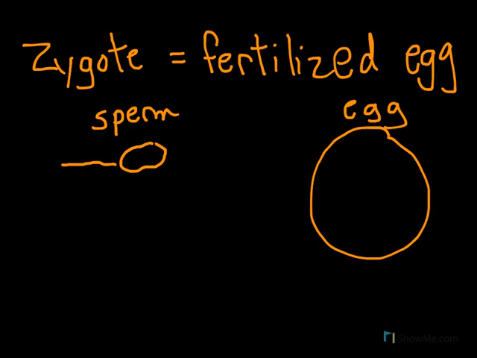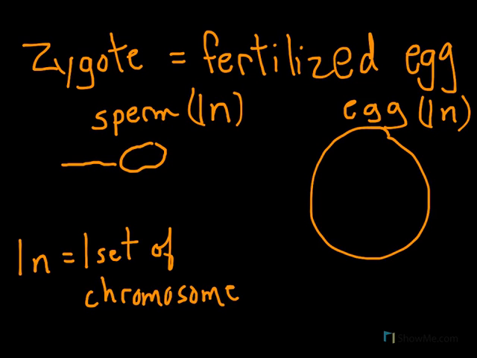And these two cells are both called haploid cells because they are what I call 1N. So that's a 1N. This is a 1N. And 1N means one set of chromosomes. Well, what's our haploid number, or 1N number, for human sex cells? It is 23. So the sperm is going to carry 23 chromosomes and the egg is going to have 23 chromosomes.